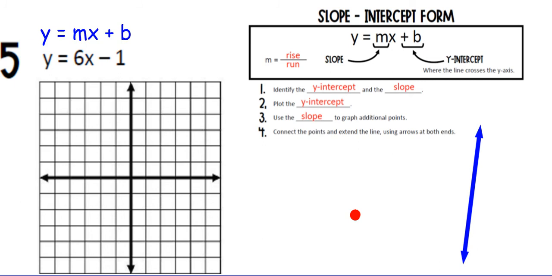Y equals 6x minus 1. So I'm going to start on my y-intercept. I'm going to go down to -1. And then I have a positive slope, so I'm going to be going up 6 and over 1. Now if I wanted to get a point, it's going to be right around here somewhere, so I'm going to go down 6 and over 1. Don't really have room. You get the idea.